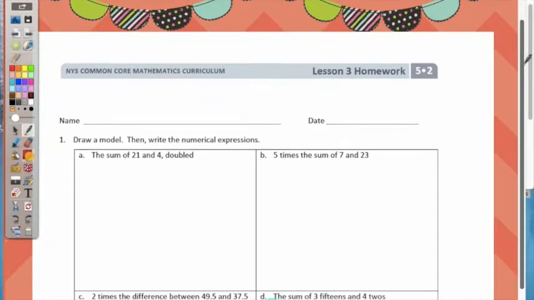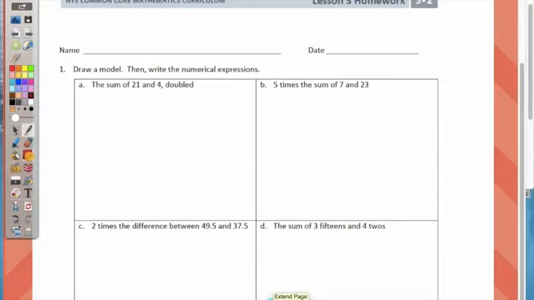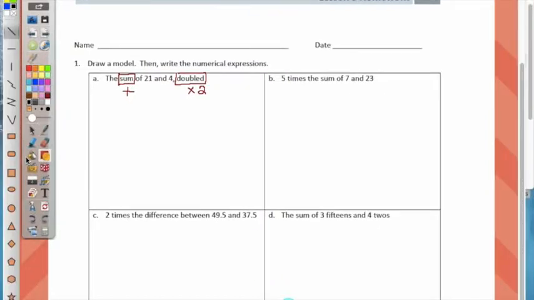We're talking about expressions and equations, and the first thing it says is to draw a model and then write the numerical expression. So the first thing I want to do, I'm going to read: the sum of 21 and 4 doubled, and I want us to put a box around the mathematical words. I know sum is one, and then doubled. Now what does doubled mean? Times 2, write that underneath it. Okay, what does sum mean? Addition. Good. So we will need a tape diagram. That's our model.